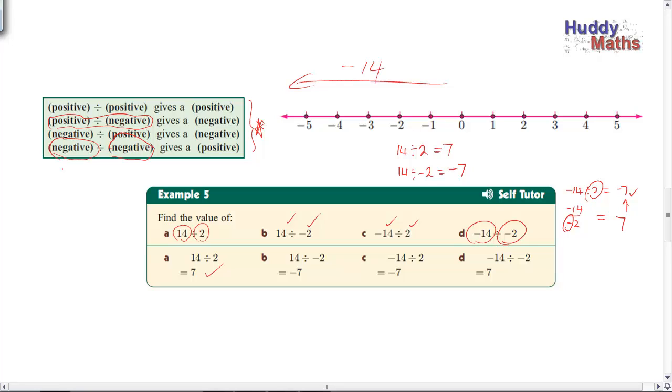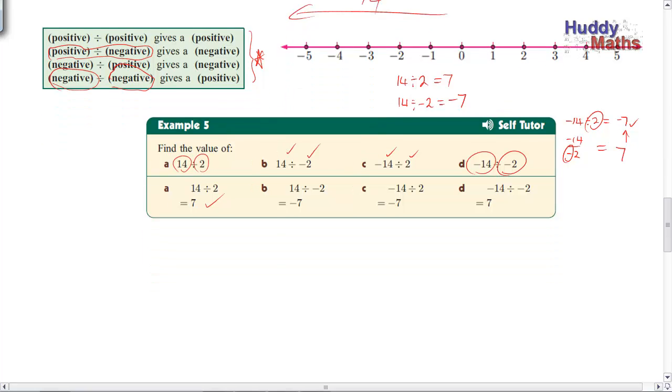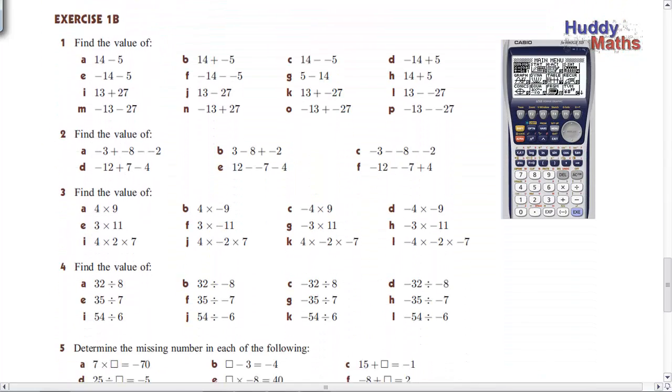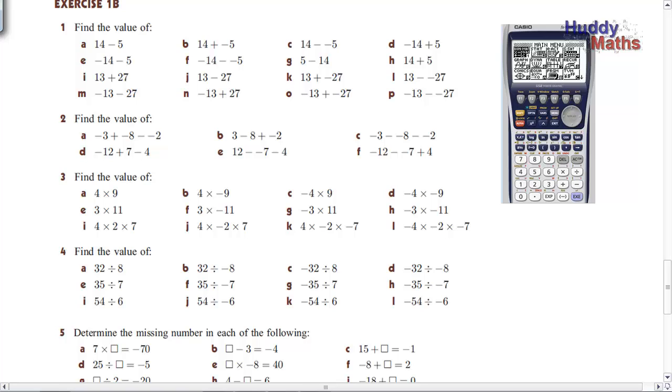Okay, question 5, part A, giving you some basic idea. Let's practice some stuff now. All right, I want you to do these with and without a calculator. So these are just simple subtractions. 14 take 5. Can you do it without a calculator?